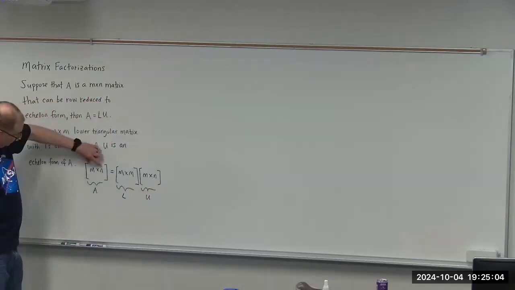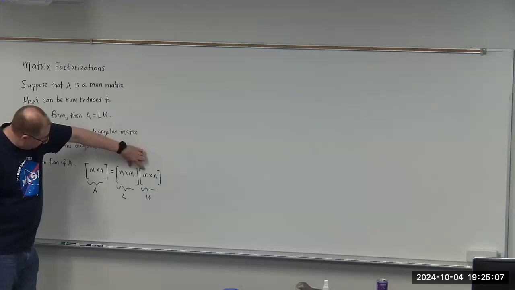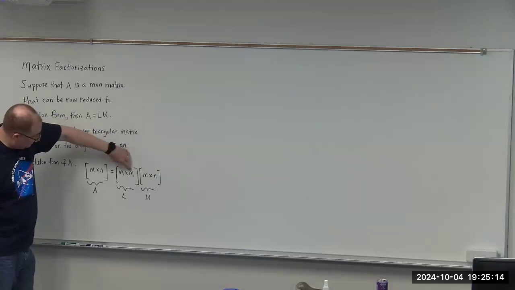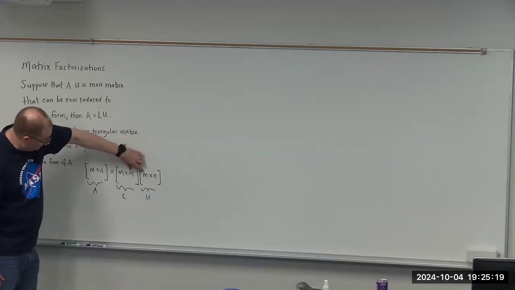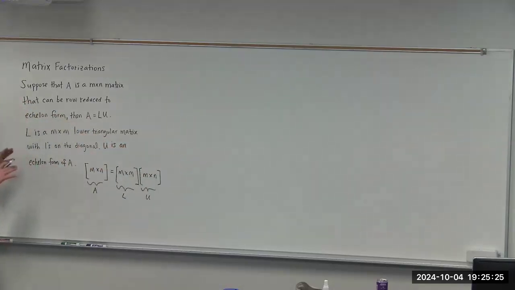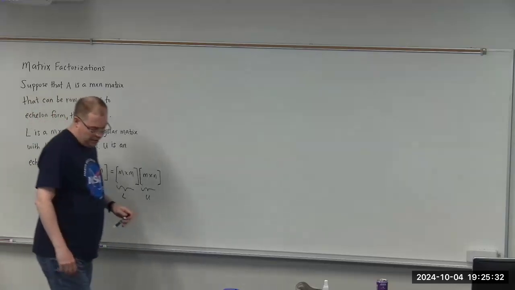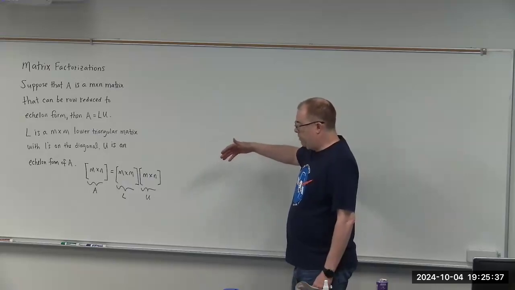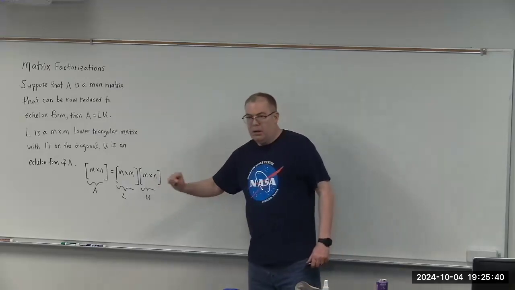Because remember, if the matrix is m by n, then these two inner dimensions have to be the same. Since this is m here, this has to be m. Therefore, because L is square, this must be m, and in order to get n, this has to be n. So that's important to know, how the sizes work. We'll go through an example of this, and I'll show you how to do it.